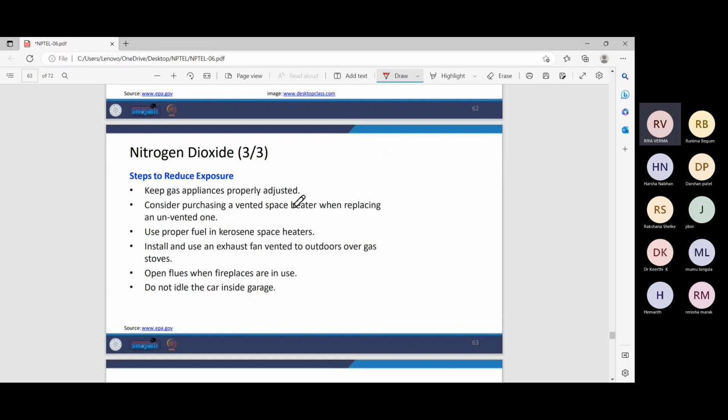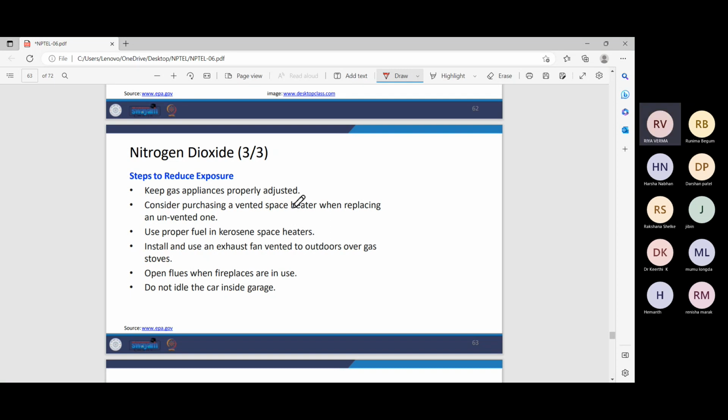And what are the steps that we can take to reduce exposure to nitrogen dioxide? First is keeping the gas appliances properly adjusted. Next, consider purchasing a vented space heater when replacing an unvented one.